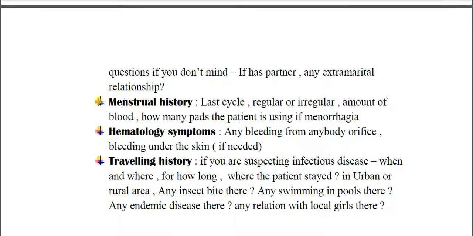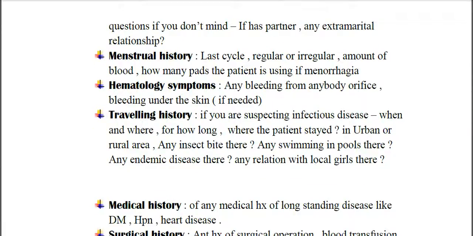Menstrual period, of course, you asked about it before, for hypothyroidism and in Cushing, no need to ask again. Hematological symptoms: any bleeding from anywhere or first bleeding under the skin, because ecchymosis, for example, can be associated with Cushing. Traveling history: you can ask it here, but I think traveling is not even needed here because it will not give you any value for a case of weight gain.